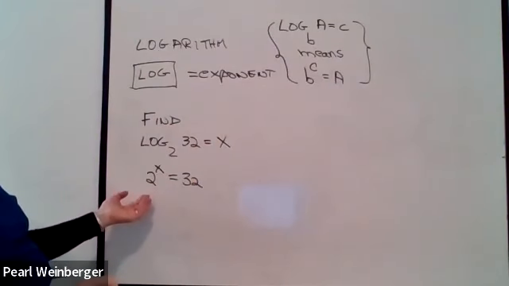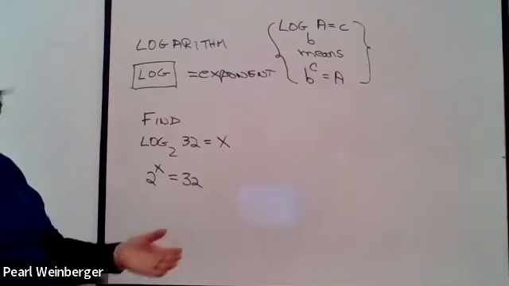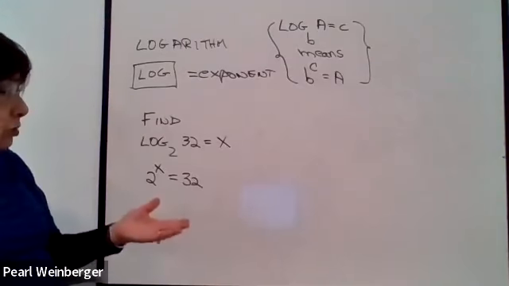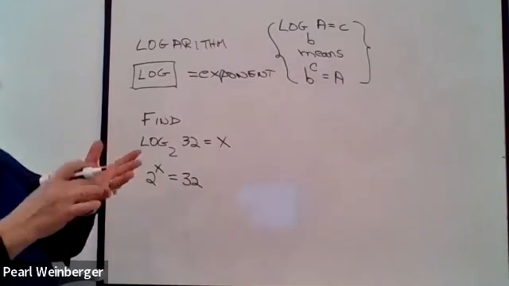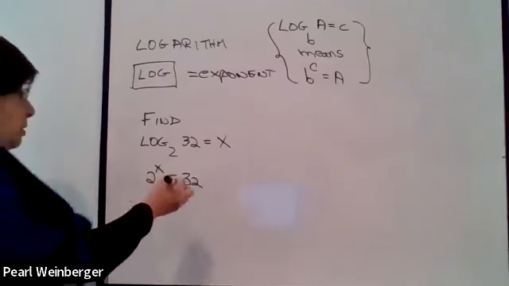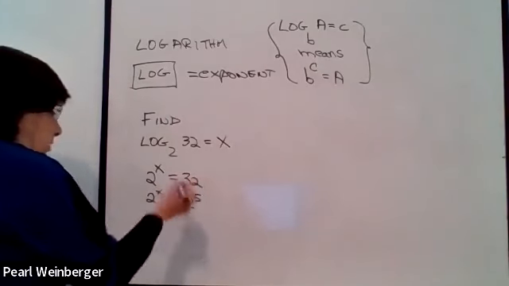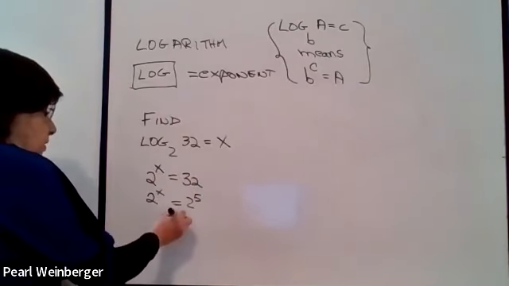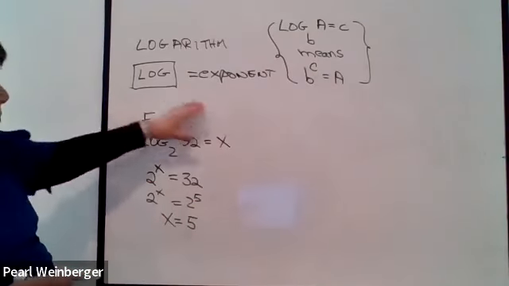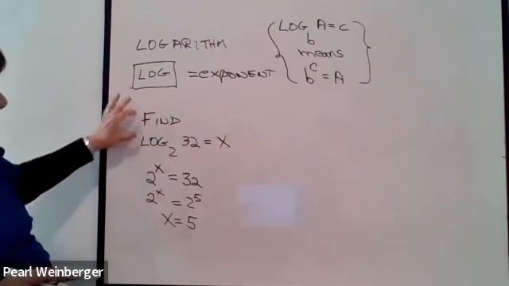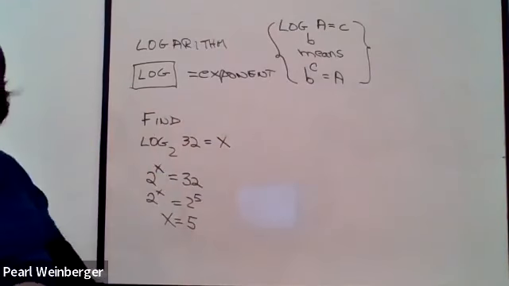Now I look at this, I have an exponential equation. I want to know 2 to what exponent will give me 32. Well, we just did that type of question. 2, 4, 8, 16, 32 was 2 to the 5th. It was the same exact numbers. So that must mean that my x is equal to 5. So basically, finding a log is equivalent to solving an exponential equation.